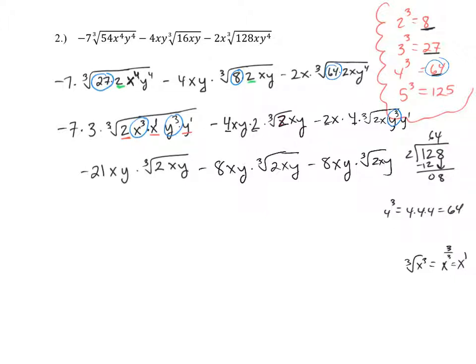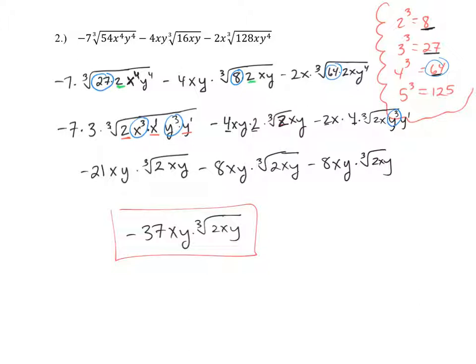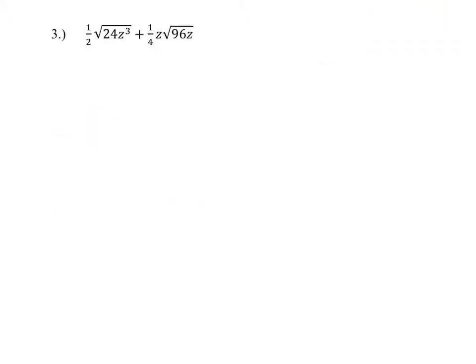And now we get to combine like terms. -21 of these things minus 8 more would be -29. Minus 8 more is -37xy times the cube root of 2xy. There we go. Okay, so briefly what we were doing is rewriting the numbers as perfect cubes, and the exponents where the exponent is divisible by that type of root. And then simplifying and then adding like terms.